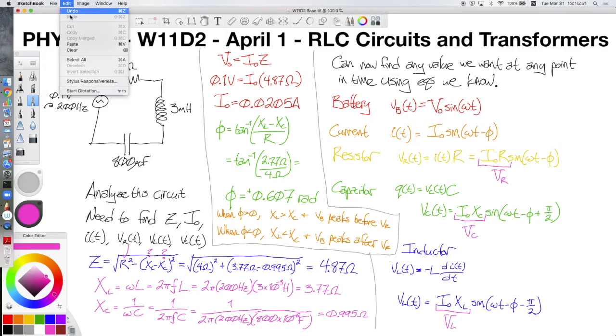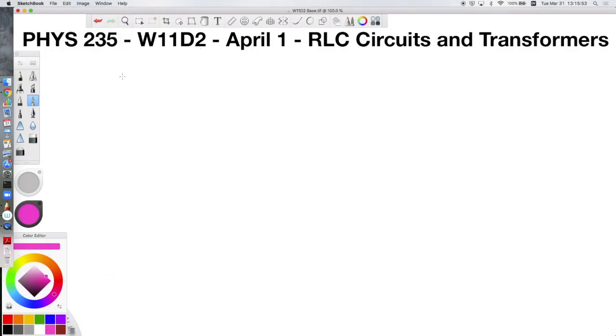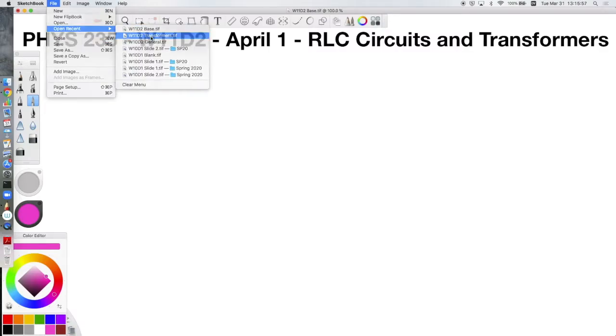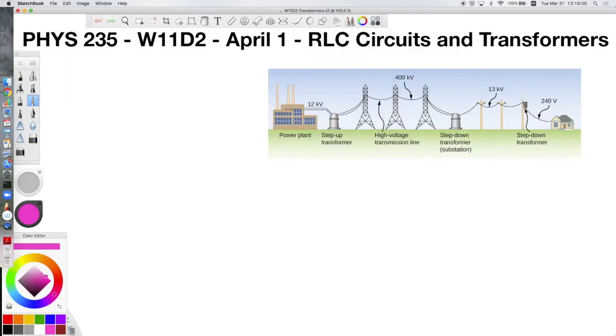So the next thing we're going to look at here is transformers. And I have a specific page for this. There we are. So now we're going to talk about transformers specifically. And transformers exist in power line circuits, at least, to adjust the voltage and current of an AC signal.